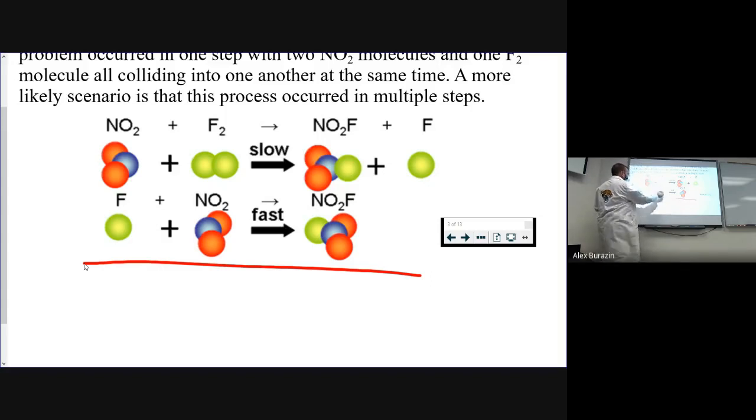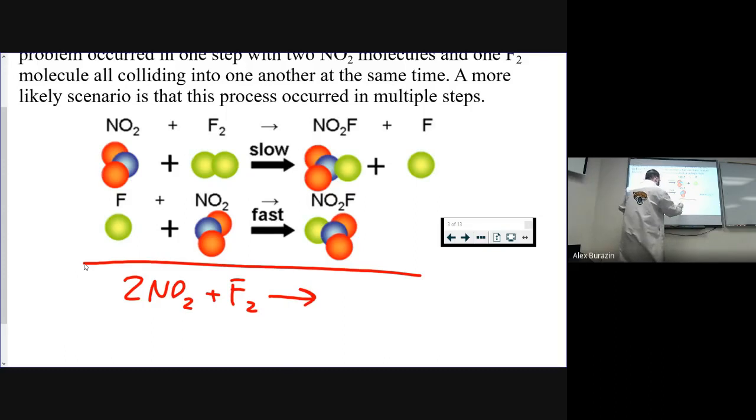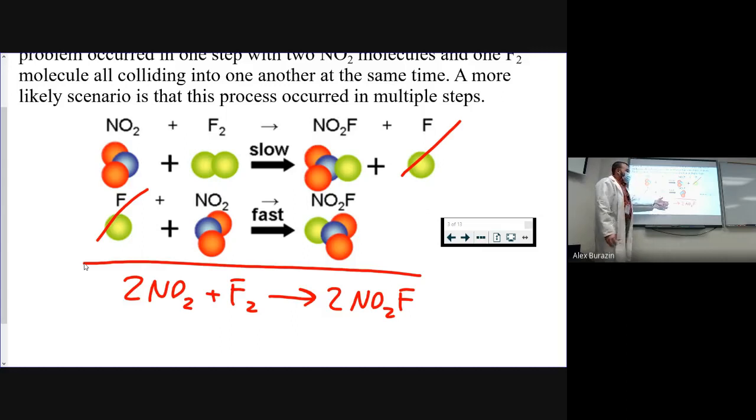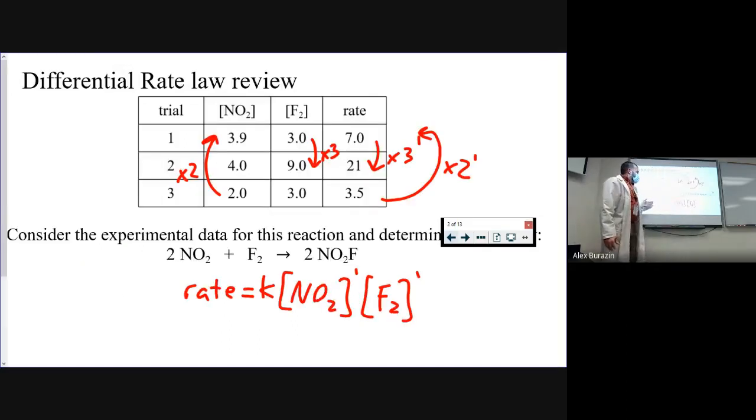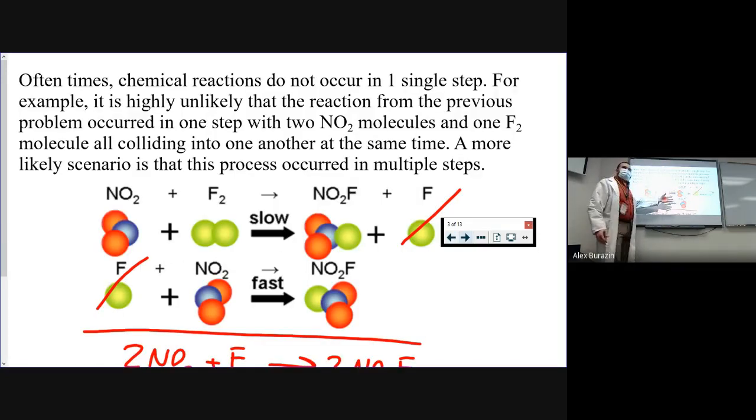And the total, if I were to add this up, would be 2 NO2 plus F2. Now careful, you see how this shows up on both sides? That would cancel, and then I have 2 NO2F. So that's the same reaction that was on the previous slide, but instead of implying that it happens in one step, in reality, it probably happens in a series of steps.